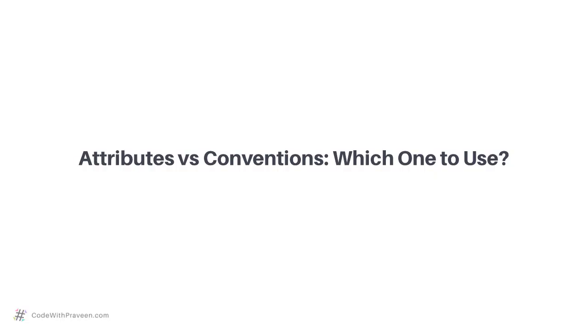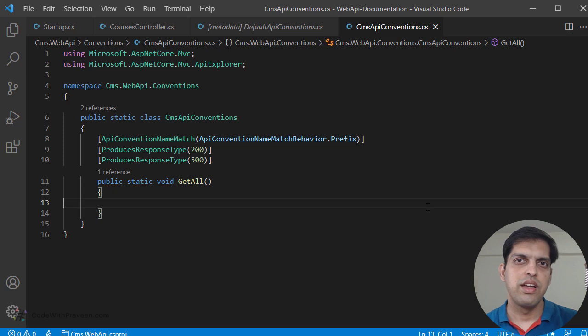Attributes versus conventions. Which one to use? I am pretty sure that this question might be popping up in your mind, whether to use the default API convention or use custom API conventions that you need to define yourself. The answer again is, it depends on your situation. Based on my experience, what I have noticed is that if your API is simpler, that contains only few resources and few endpoints within those courses or any other resources, then you can apply these default API conventions.